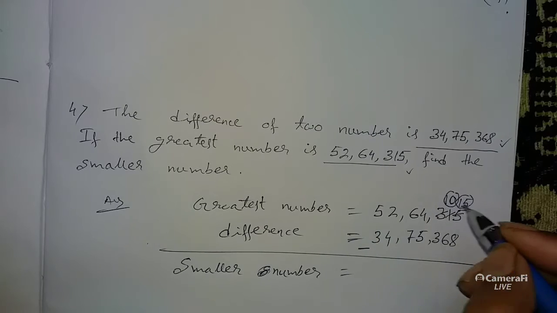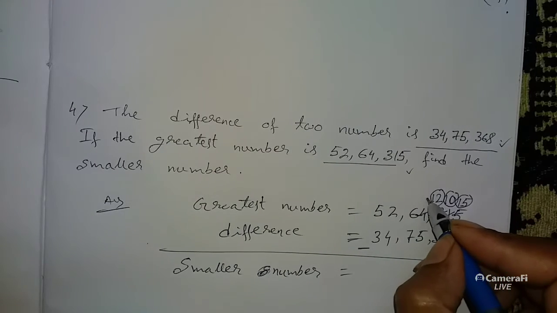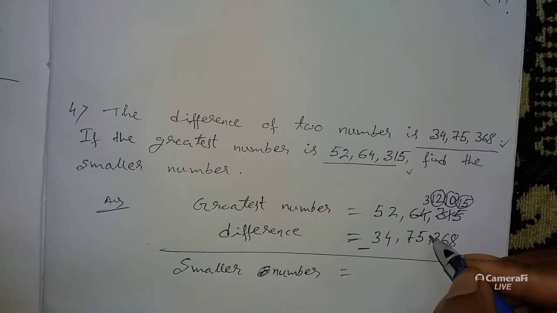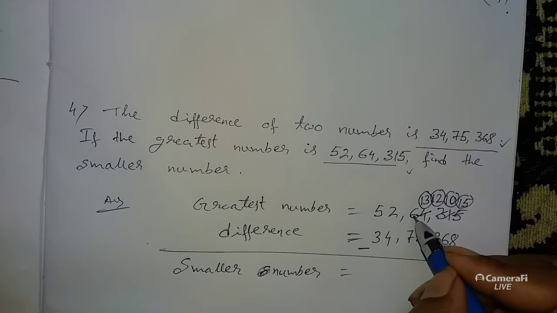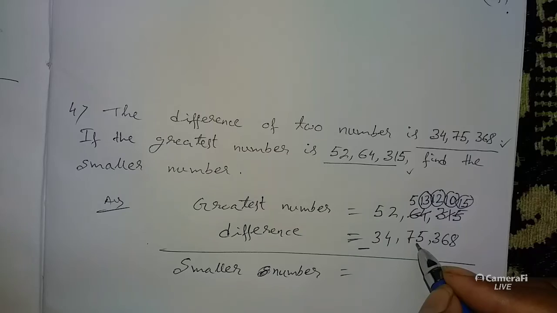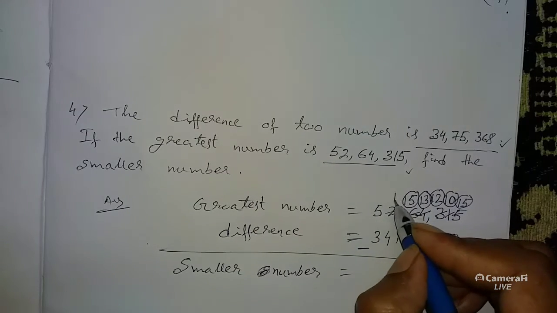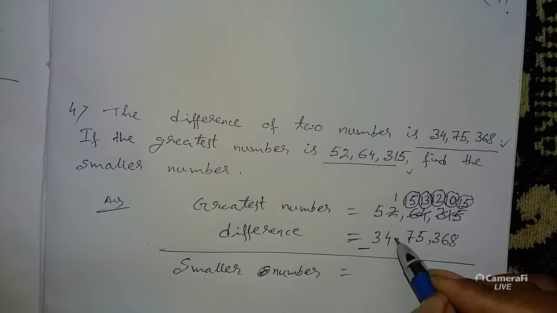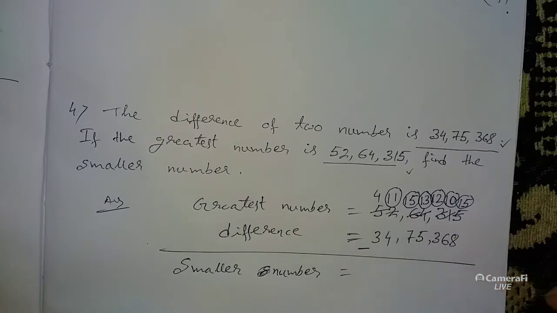Now 1 is borrowed from here, it becomes 2. But 2 minus 3 is not possible. So again we consider 2 as 12. Borrowing 1 from here, it becomes 3. 3 minus 5 is not possible. Let us consider it as 13. So 1 is borrowed again from here, 6 becomes 5. 5 minus 7 is not possible. So consider it as 15. 1 again borrowed from here, it becomes 1. 1 minus 4 is not possible. So consider it as 11. Borrowing 1 from here, it becomes 4. 4 minus 3 is possible.